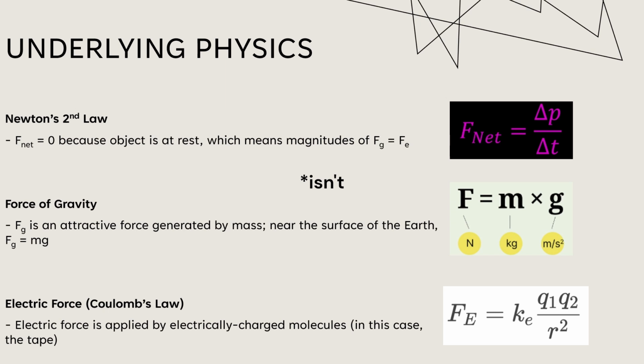So that brings us to our next force, which is the force of gravity. Force of gravity is an attractive force generated by mass. So near the surface of the Earth, F equals mg, and that will be applying to tape B today, which is our system. And then electric force, or Coulomb's law: electric force is applied by electrically charged molecules. And because we'll be charging the tape, then electric force will apply here.